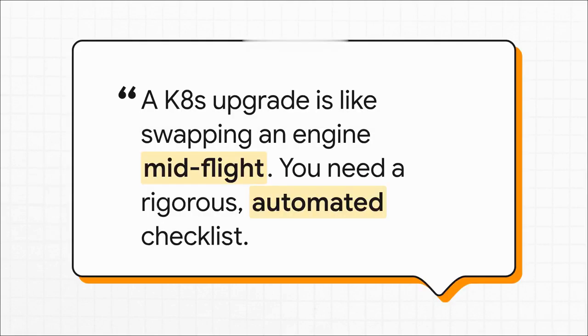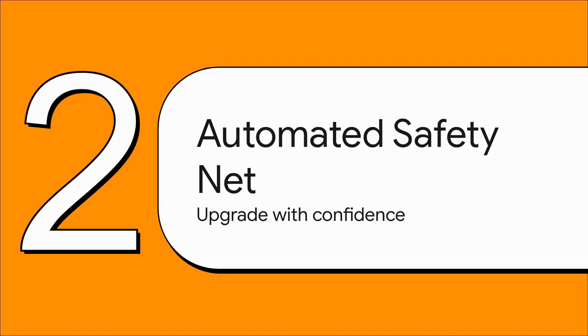I love this analogy because it's so spot on. You can't just take the system offline, right? The business needs it running. So you are, quite literally, swapping out the engine of a plane while it's still in the air. The only way you can possibly pull that off is with a meticulous, automated checklist that verifies every single vital sign after you're done. And that checklist, well, that's what we're calling the automated safety net.